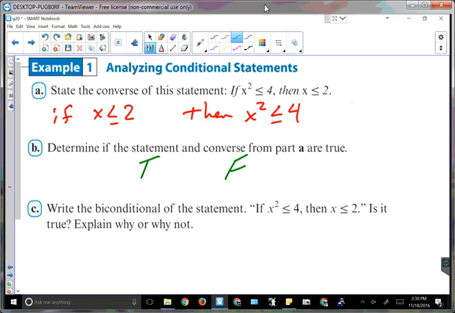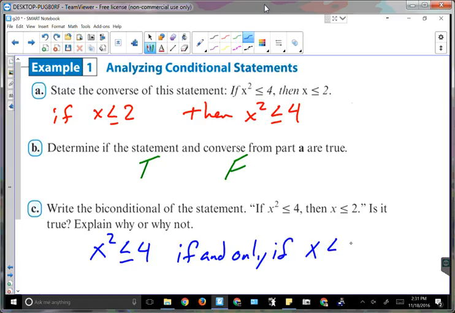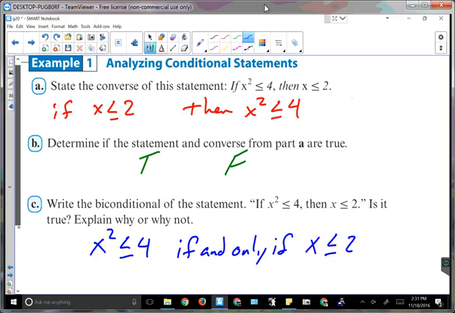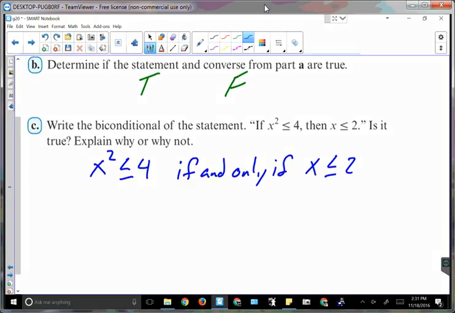So if I want to do this biconditional statement, what we basically do is we use both of those, and we use a new kind of language that you're going to see quite often. X squared is less than or equal to 4 if and only if x is less than or equal to 2. Now, the shorthand way of writing this is going to look like this. X squared less than or equal to, and I'm not stuttering with my F's here. That is the way it is written.